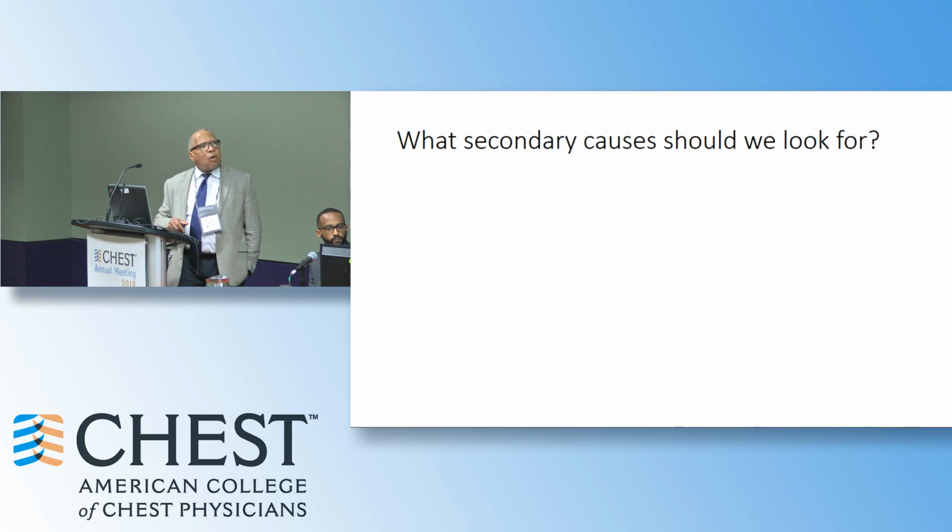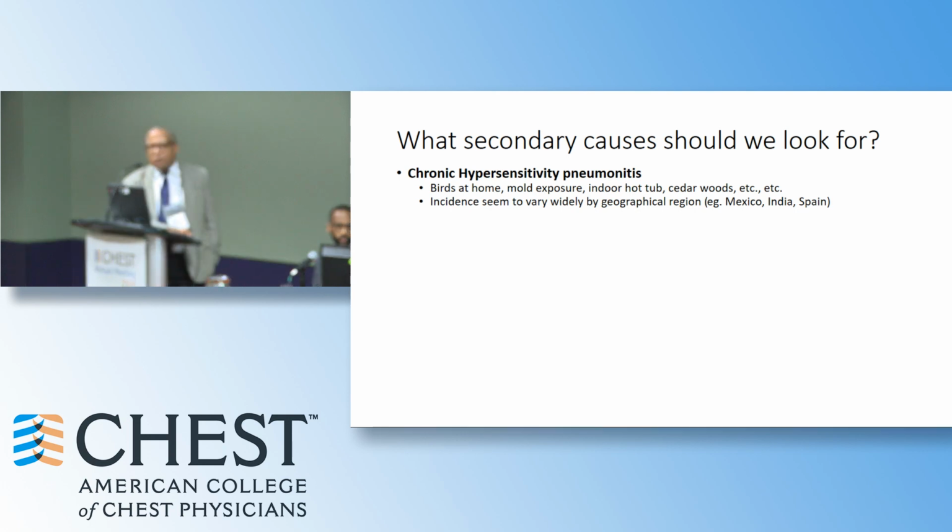But what about secondary causes? What should we look for? And this is a challenge because one of the most interesting of the secondary causes that we struggle with is chronic hypersensitivity pneumonitis. Typically we ask about birds at home, mold exposure, indoor hot tubs, cedarwood exposure, et cetera. But with chronic HP, most of these patients don't have symptoms at the time of exposure. And so at least in our center, and we see a lot of these folks, I would say the most common way that diagnosis is made is it's discovered as granulomas on an incidental surgical lung biopsy. And then we go back and say, where did that come from?